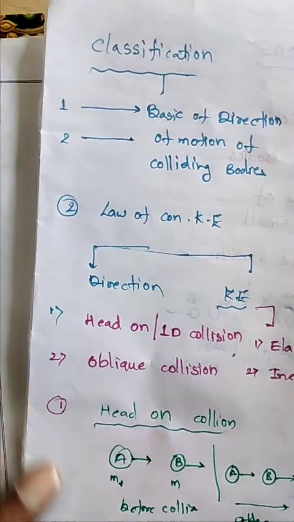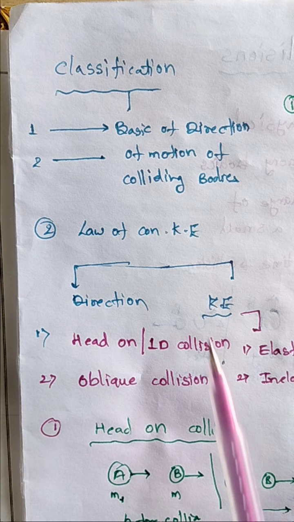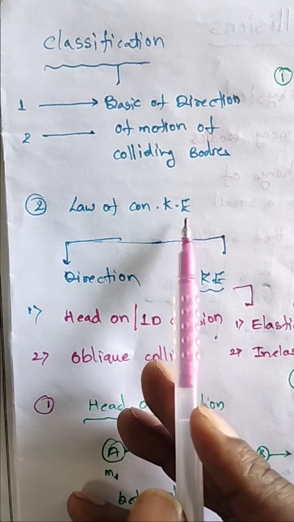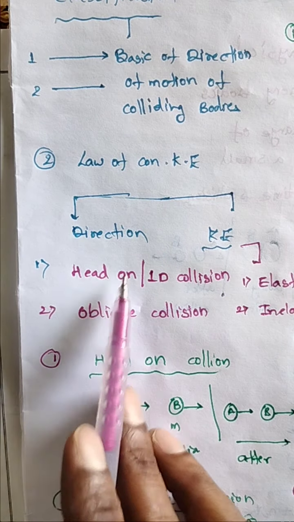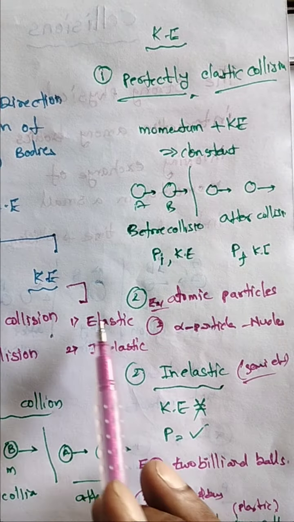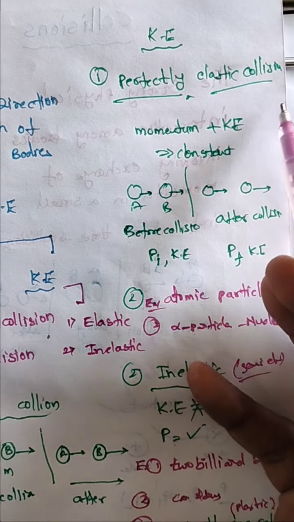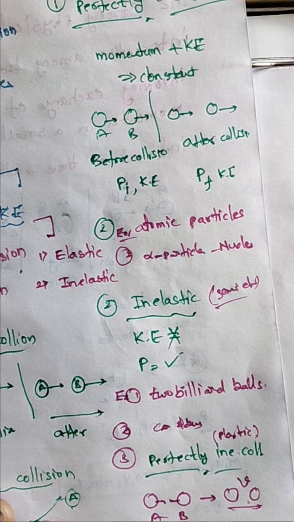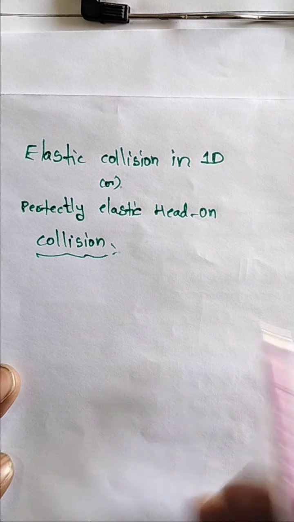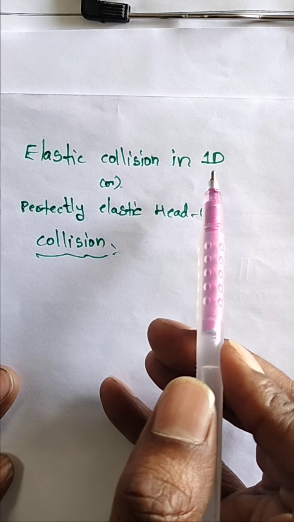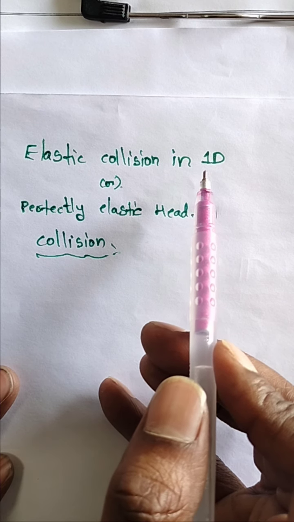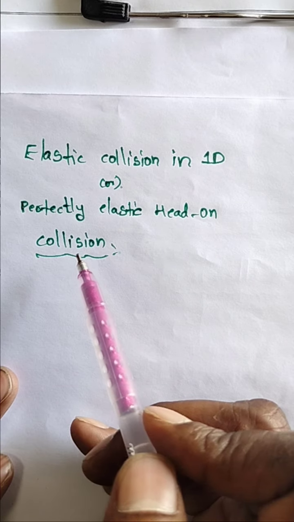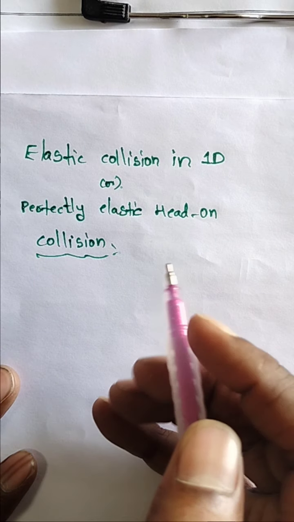So these are the types of collisions, this is the classification. There are two bases: one is the direction of motion of the colliding bodies, and the other is the law of kinetic energy. One is head-on and oblique collisions, and the other is elastic, inelastic, especially perfectly elastic and perfectly inelastic collisions. Very important: elastic collision in one dimension is a perfectly elastic head-on collision. Head-on collision is very important here.